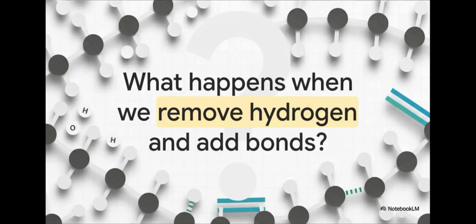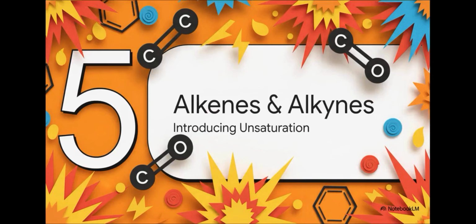So we've seen how stable single bonds are, and the sheer force required to break them. But let's shift gears for a second and ask, what happens to our molecular Legos when we intentionally introduce unsaturation? What if they aren't entirely satisfied with just hydrogen? That takes us to section 5, alkenes, alkynes, and unsaturation.